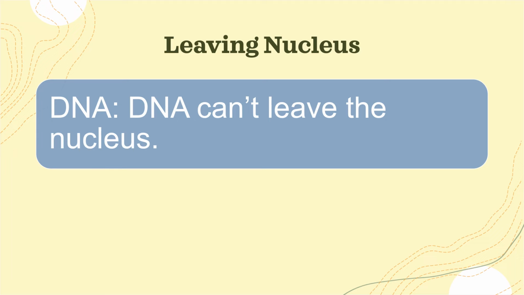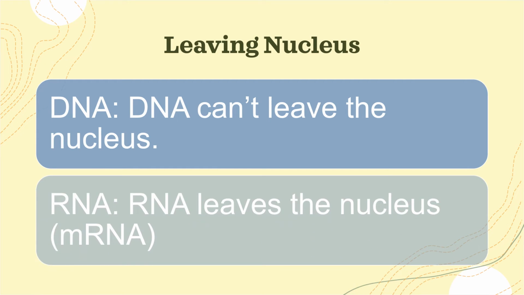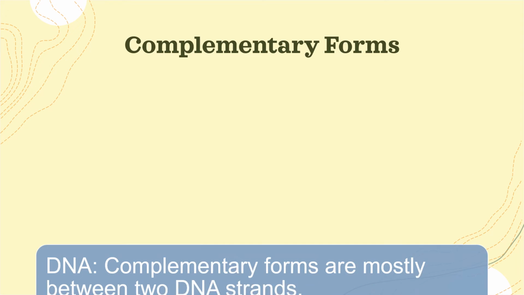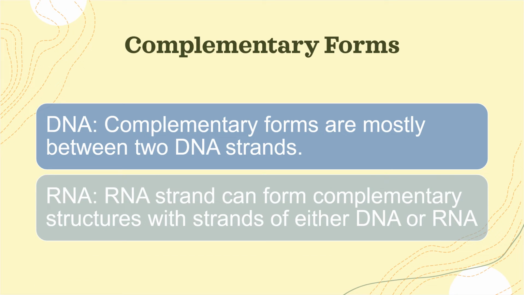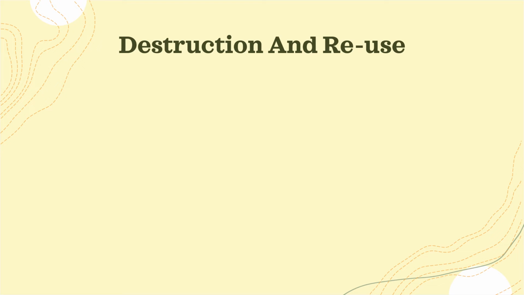Leaving the nucleus. DNA can't leave the nucleus while RNA can leave the nucleus, and the form of RNA which leaves the nucleus is mRNA, messenger RNA. Complementary forms. Complementary forms are mostly between two DNA strands, while RNA strands can form complementary structures with strands of either DNA or RNA.